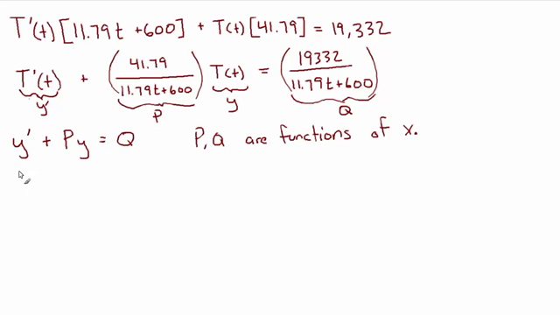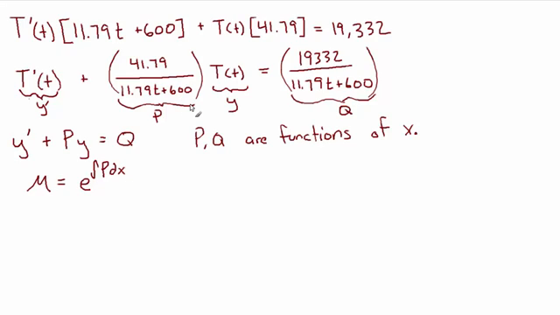If you have something that fits this form, y prime plus py equals q, then you can define what's called an integration factor. And we'll call that mu. Sometimes they write mu of x, but I'll just call it mu. And this is defined as e raised to the integral of p with respect to x. So basically, whatever y is being multiplied by should only be a function of x. And if you take e to the integral of p dx, then that gives you your integration factor.